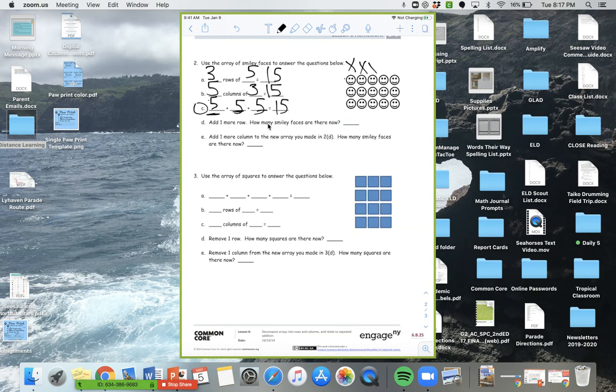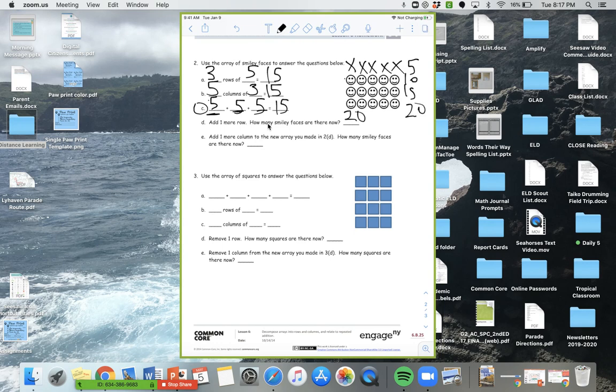1, 2, 3, 4, 5. So now, how many smiley faces are there now? Well, there were 15, okay? And then we added 5 more, so it's just 15 plus 5. Or you could skip count. 5, 10, 15, 20. Okay, so now there are 20.